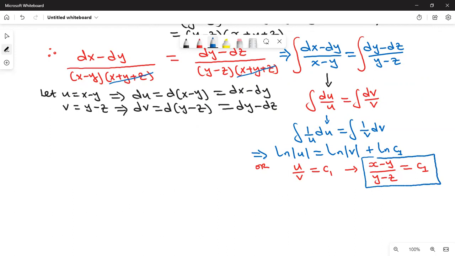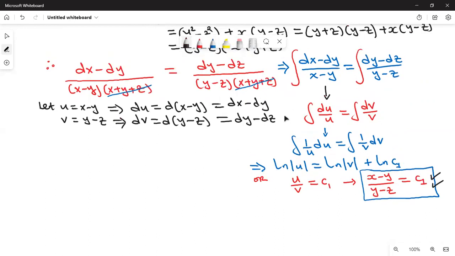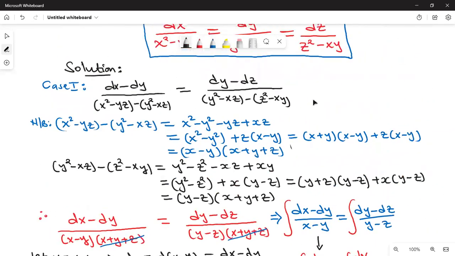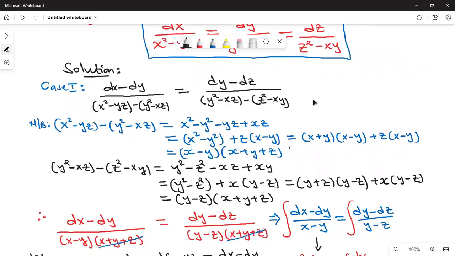Remember, we need two unique solutions. So we have found the first one. Let's see, is there another way of finding another solution different from the one that we have found? This solution is called an integral curve, and we need two of them. So go back to our equation. Are we able to find another solution different from the one that we found in case 1? Yes. You can use the method of multipliers.